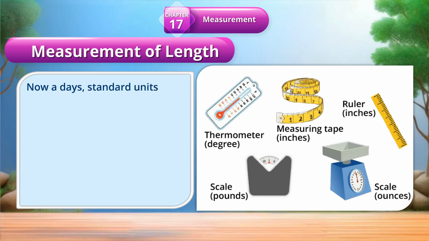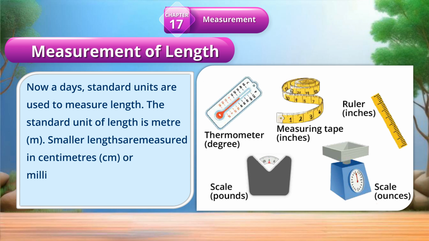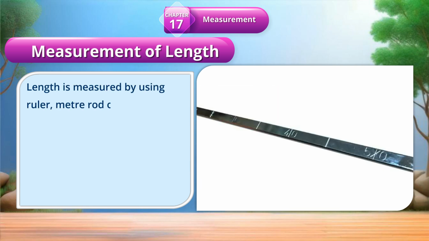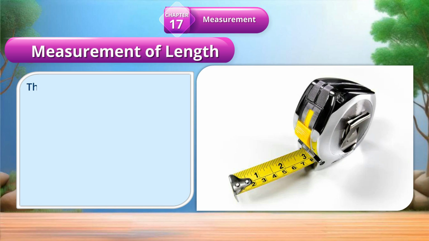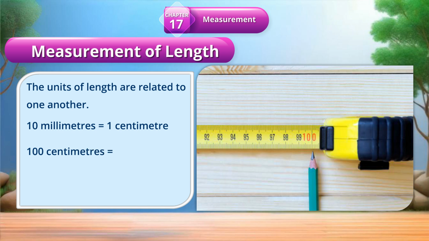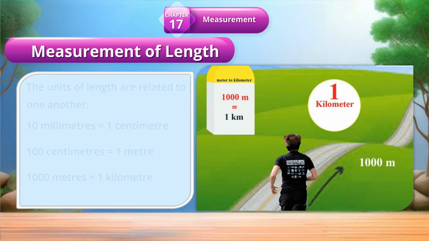Nowadays, standard units are used to measure length. The standard unit of length is meter. Smaller lengths are measured in centimeters, cm, or millimeters. Larger lengths are measured in kilometers. Length is measured by using a ruler, meter rod, or measuring tape. The units of length are related to one another. 10 millimeters equal 1 centimeter, 100 centimeters equal 1 meter, 1000 meters equal 1 kilometer.